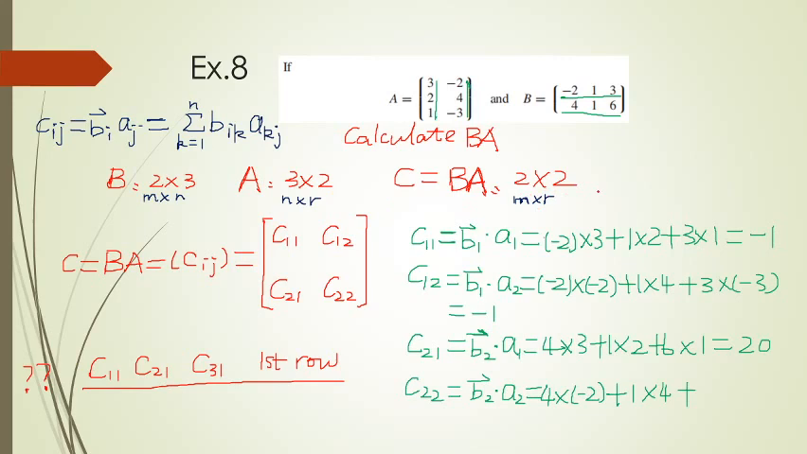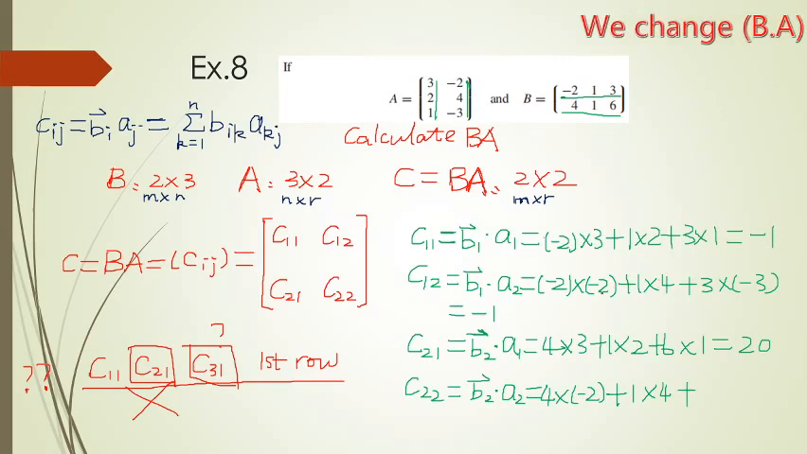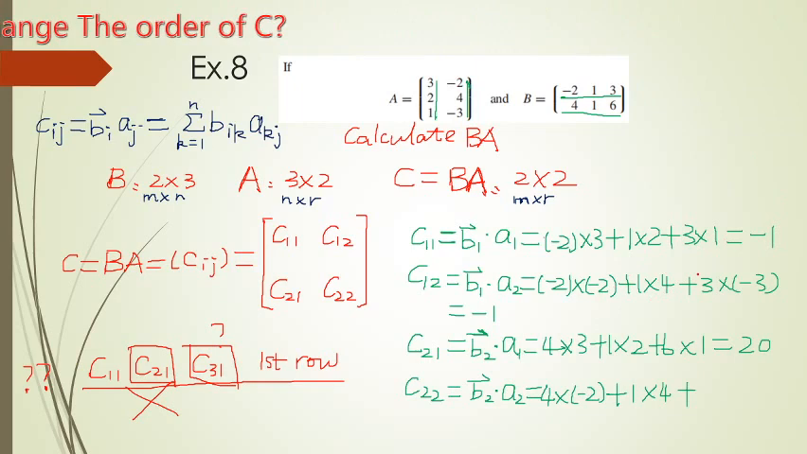How can you get C31? And by the way, if it's the first row, that will be C11, C12, C13. This one is the second row, first column. Third row, first column. How can those be the first row? So it's completely wrong. Completely wrong. As I always said, we change BA, but not the order of C.